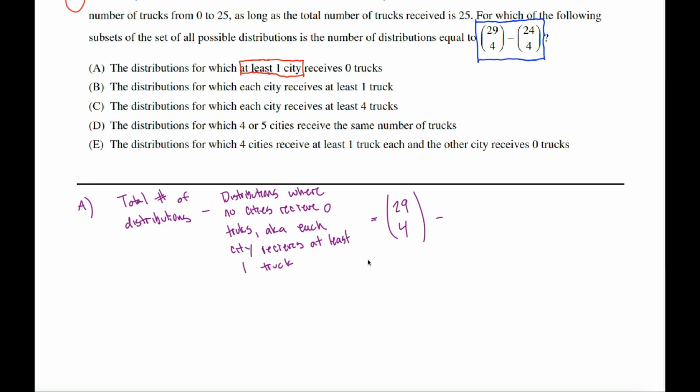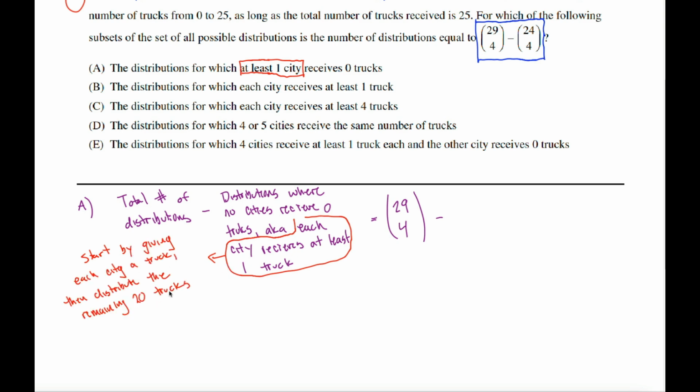From that, I want to subtract the distributions where no cities receive 0 trucks. In other words, each city receives at least 1 truck. How can we make sure that each city receives at least 1 truck? Well, let's just start by giving each city a truck. Then all we have to do is distribute the remaining 20 trucks. Distributing those remaining 20 trucks will be really easy using stars and bars. And because we've given each city a truck already, we know that each city is going to get at least 1 truck.